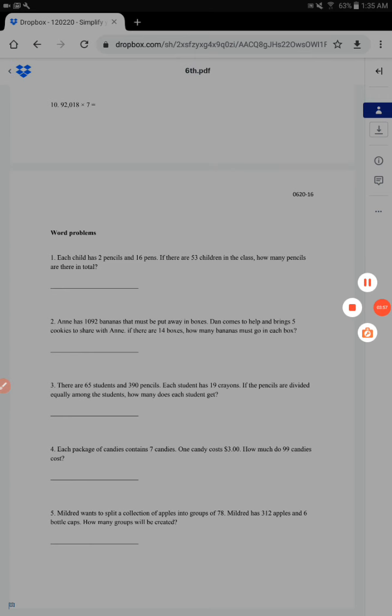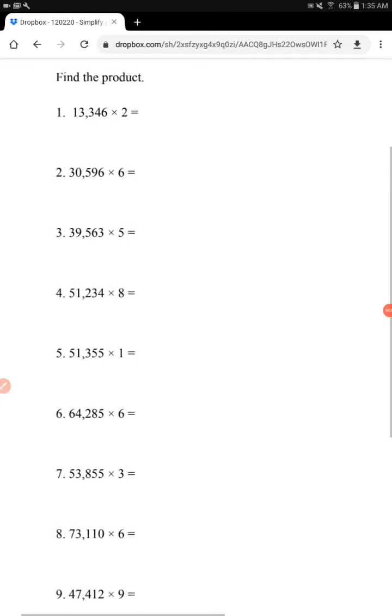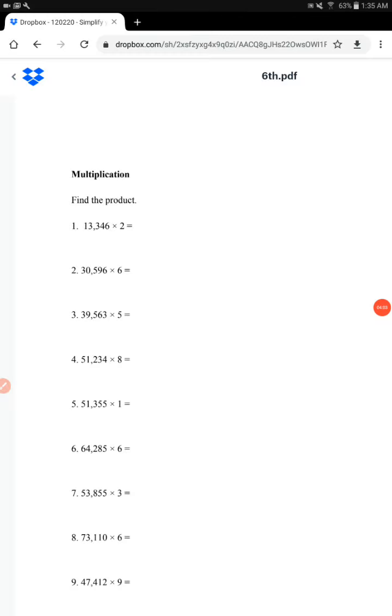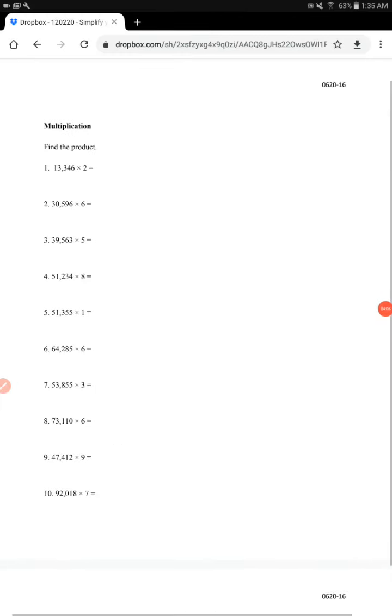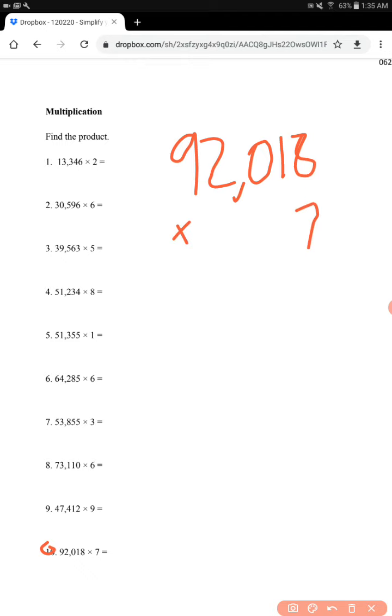Alright. Since we have time, I guess we could do a few more. Let's go with number 10. 92,018 multiplied by 7. This is just long multiplication, so I think you should probably already know this, right? It's just simple, easy review.